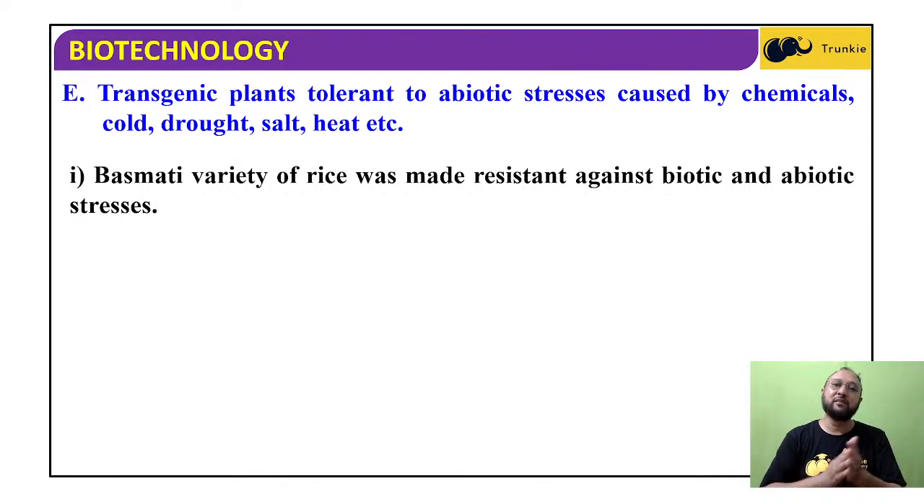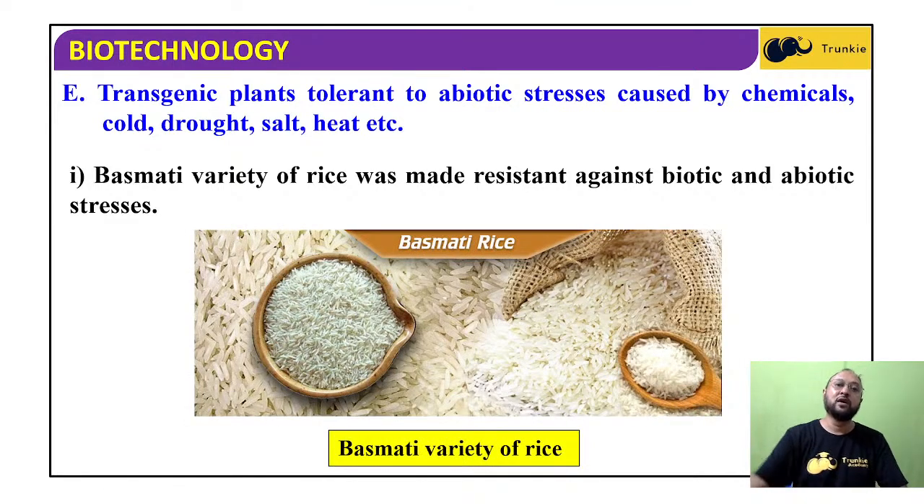There are some plants that are made resistant, because there may be chemicals, the use of pesticides or chemical fertilizers, very low temperature, unavailability of sufficient water, very high salt concentration, or very high temperature. What happens with all these abiotic stresses? If the transgenic plants are tolerant, they can grow easily and will not affect the economic importance, and that will be very helpful for the farmers to grow. So the basmati variety of rice was made resistant against biotic and abiotic stresses.